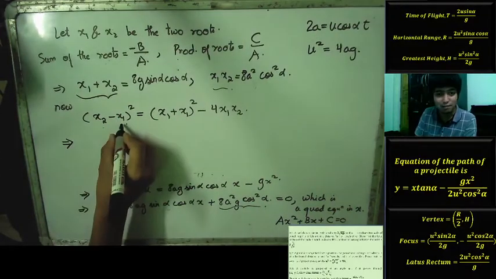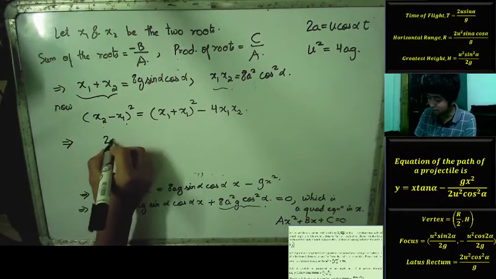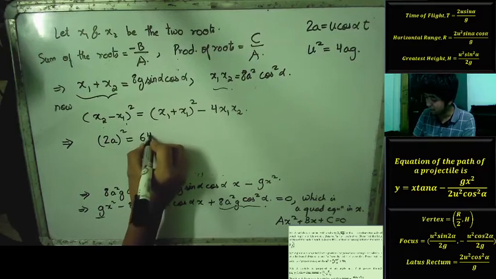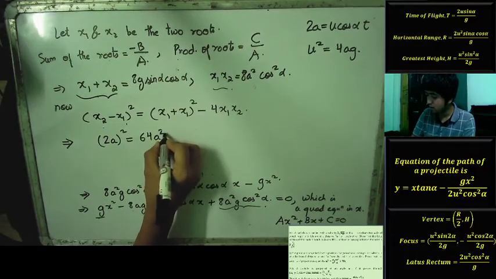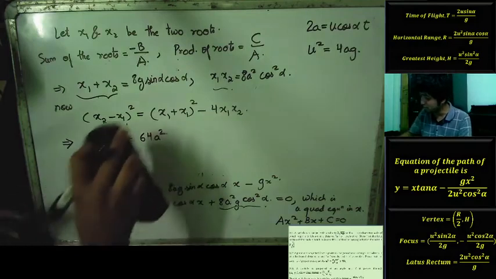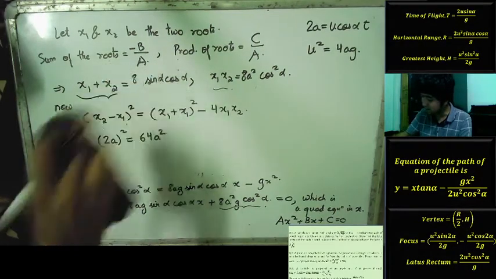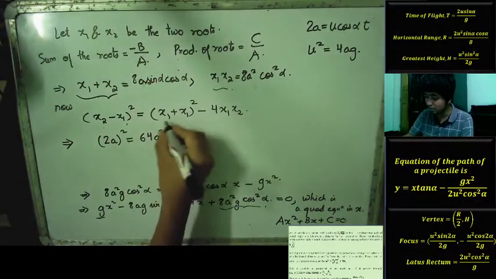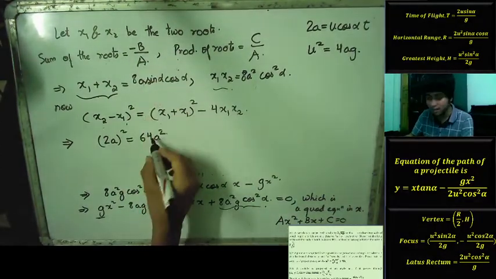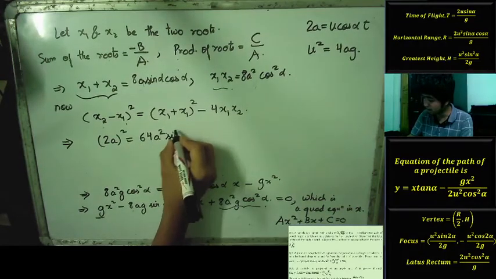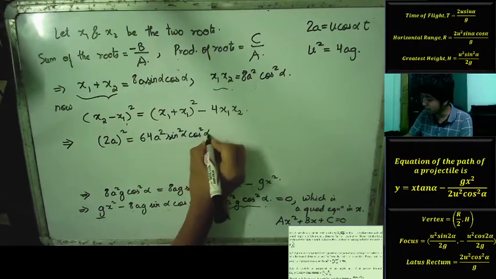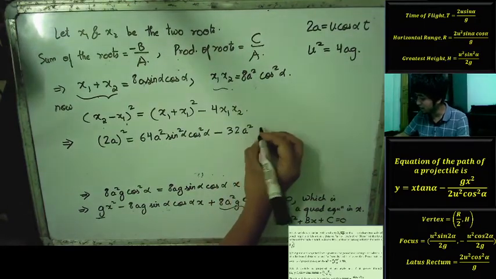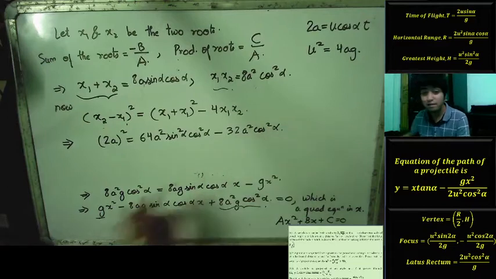So x2 minus x1 whole thing squared, x2 minus x1 is 2a, whole thing squared. So this one we will be having 64. x1 plus x2, I think it is 8a. From over here, yes, it is 8a. Sorry, I made a mistake. So x1 plus x2 whole thing squared will be 64a squared sin squared alpha cos squared alpha, minus 4x1x2 will be 32a squared cos squared alpha. So this is what we are having.